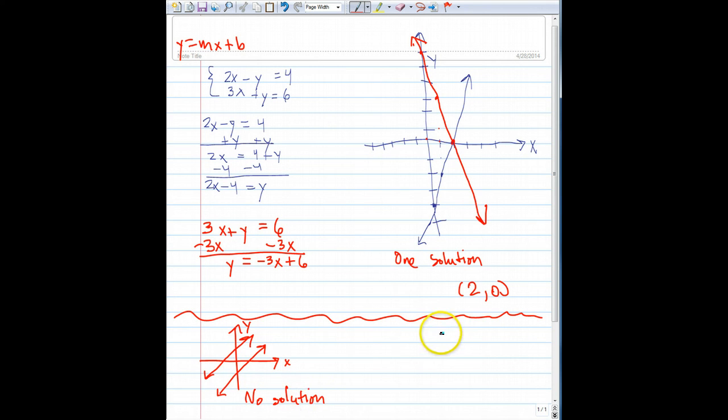The other case is infinitely many solutions. That happens if you work the two equations out and graph them, and they actually end up lying on top of each other. So you graph one, and then you graph the second one in a different color, and they are actually the exact same line. We say infinitely many in this case because every point is an intersection point.